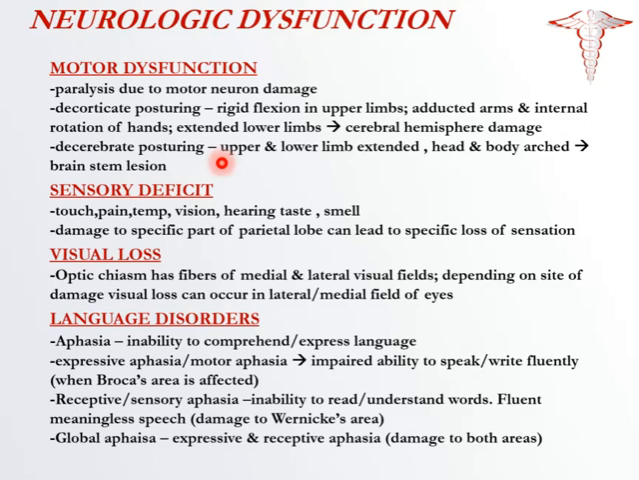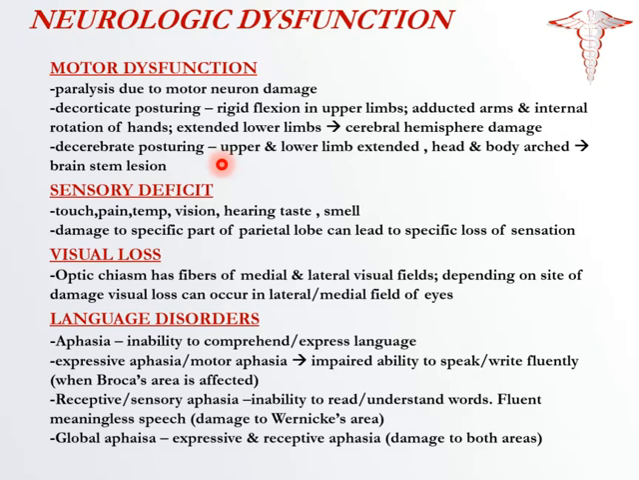So we can look up the image for decorticate, where both the hands are folded on the chest, and the legs are extended, they are open, right? That's decorticate. And decerebrate is where the person is lying with the hands extended open, the head and body is arched, kind of curved. That's an indication that there is some injury, or the lesion is in the brainstem. Those are the motor dysfunctions.